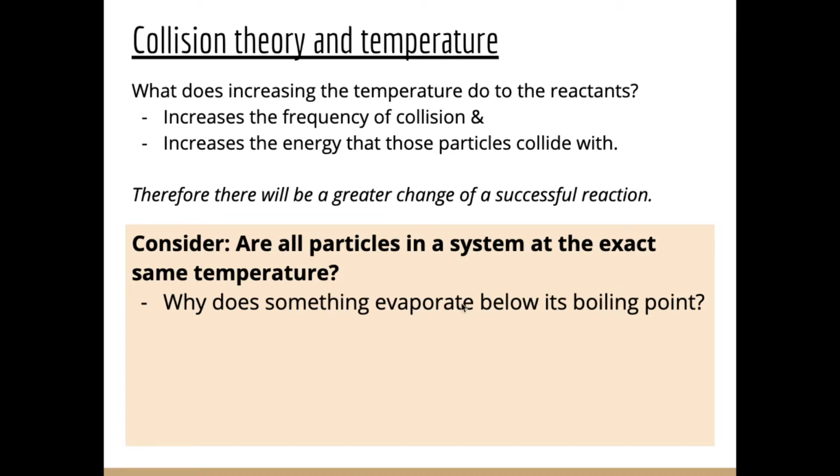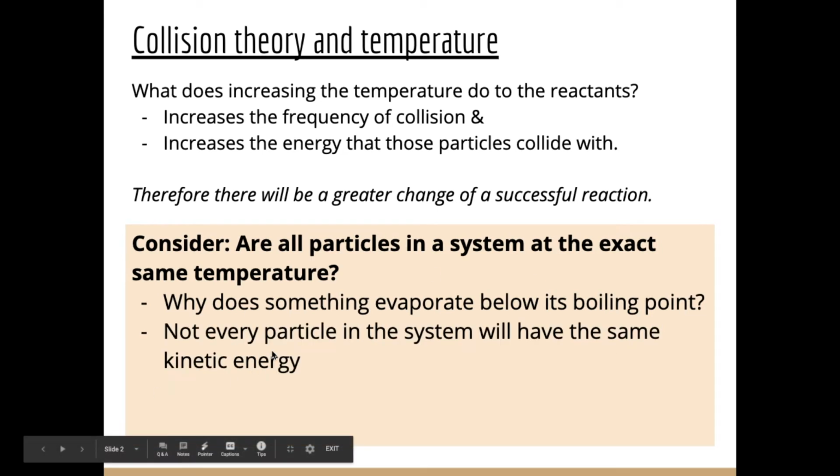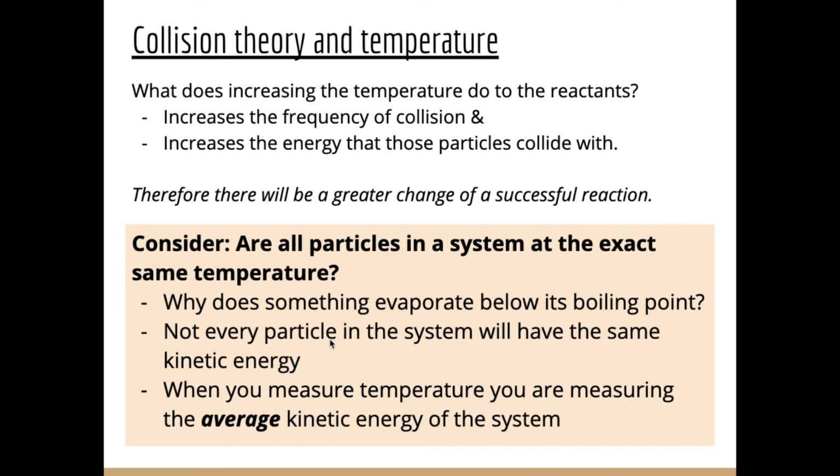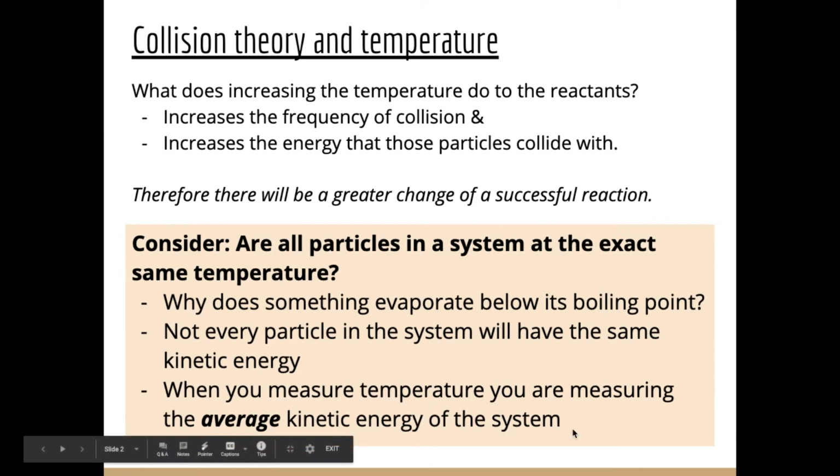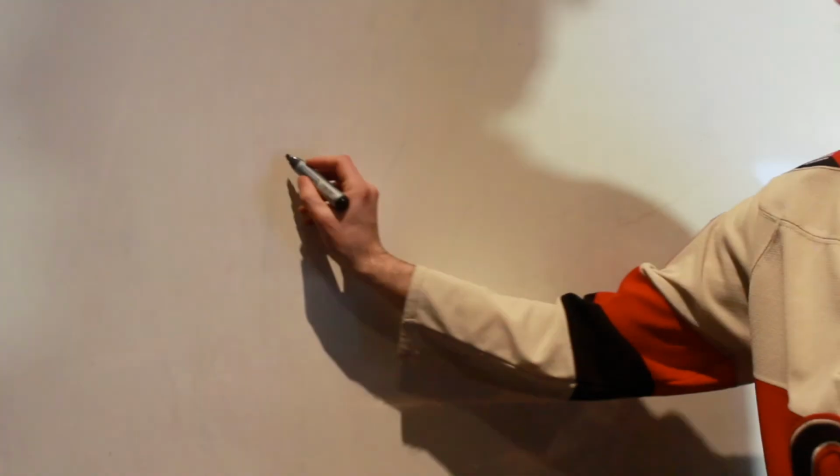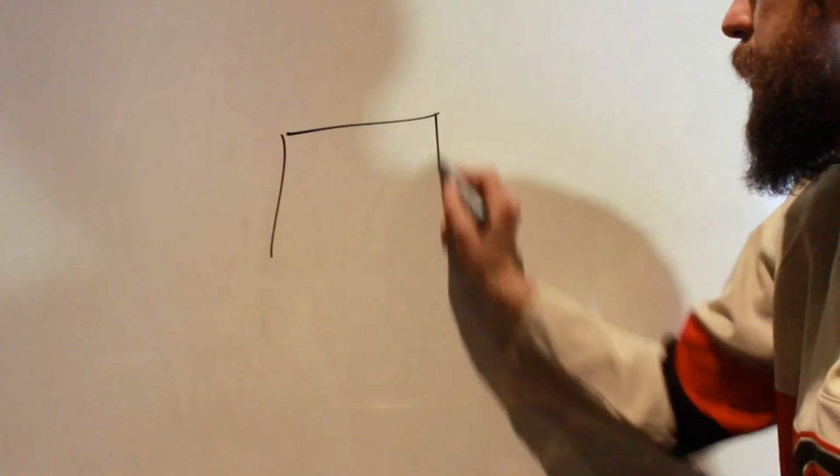So we can have things that evaporate below their boiling point because we could have, say, the particles on the surface with a higher kinetic energy than the particles at the bottom. So not every particle in the system will have the same kinetic energy. So when we do measure the temperature of a system, we are just measuring the average kinetic energy of that system.